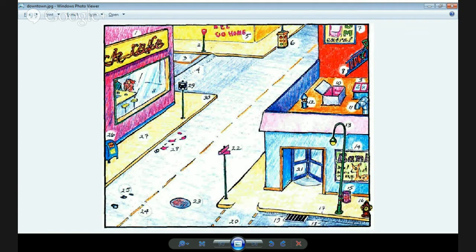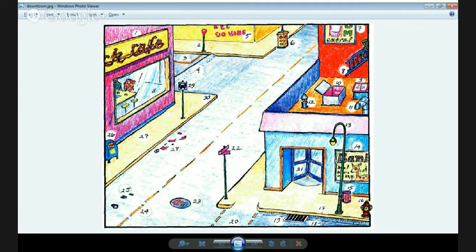So, tell me something. What's on the opposite corner directly across from the cafe? Repeat, please. What's on the opposite corner directly across from the cafe? Maybe there's a bus station. Maybe, almost, directly across from the cafe.